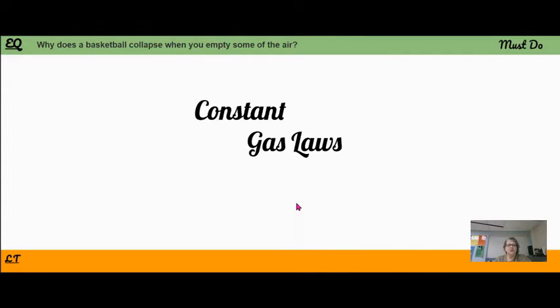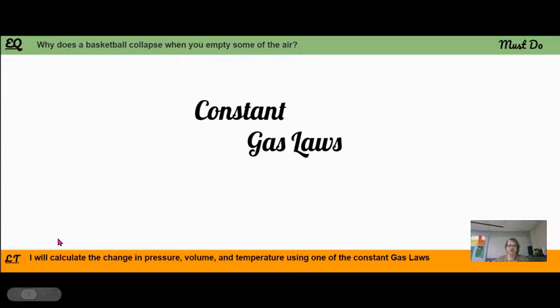Okay, so we just went over Gay-Lussac's law. The next one is Avogadro's law. With Avogadro's law, we're looking at something like a basketball, right? We're going to let the air out of the basketball, so we're going to lose a certain number of molecules of air, okay?